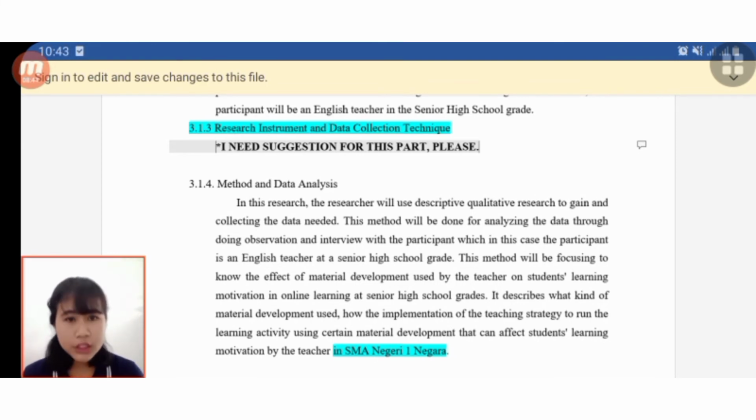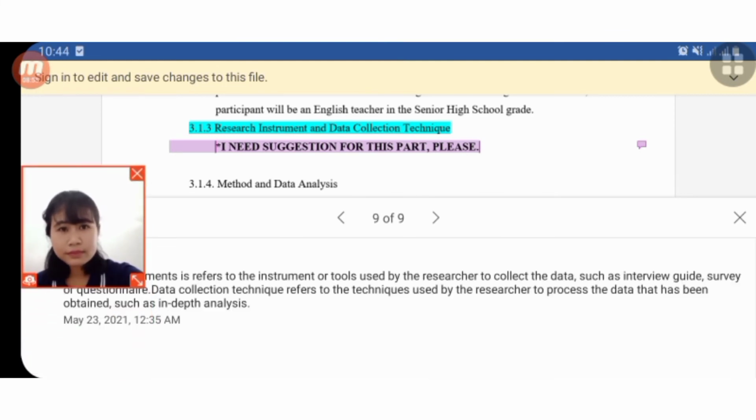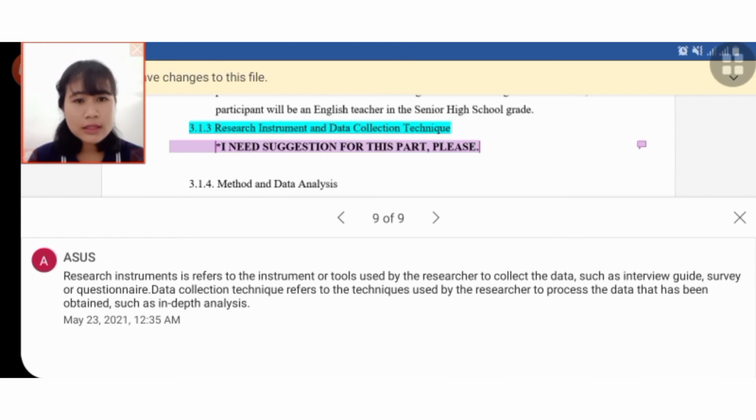Next, I will move to the research instrument and data collection technique. Do you need a suggestion from me on this part? Well, my suggestion is no. I will explain it to you as what I know. Research instrument refers to the instruments or tools used by the researchers to collect data, such as interview guide, survey, or questionnaire. While data collection technique refers to the technique used by the researchers to process the data that has been obtained, such as in-depth analysis and etc. This is what I know on the research instrument and data collection technique part.